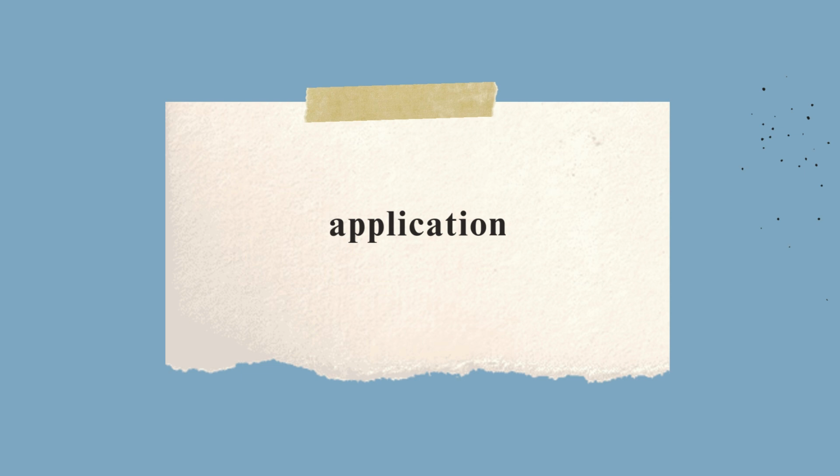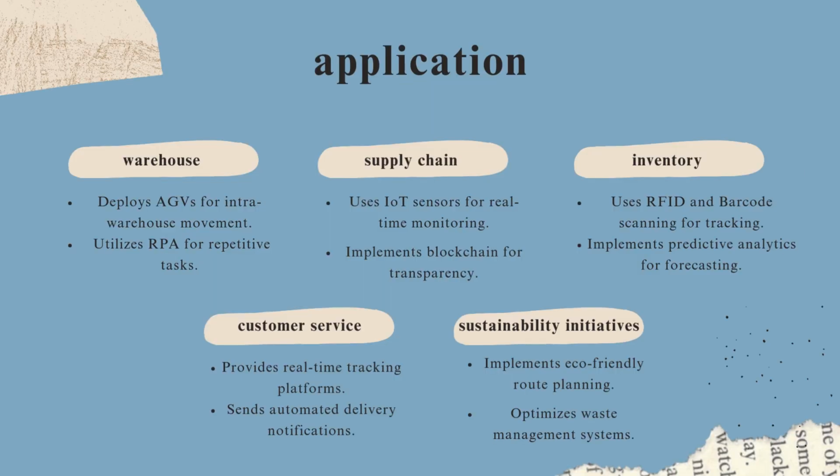And the last part, application. It also has five points. First is the warehouse. It deploys AGV for interior warehouse movements. It also utilizes RPA for repetitive tasks. And the second is the supply chain. It uses IoT sensors for real-time monitoring and implements blockchain for transparency.